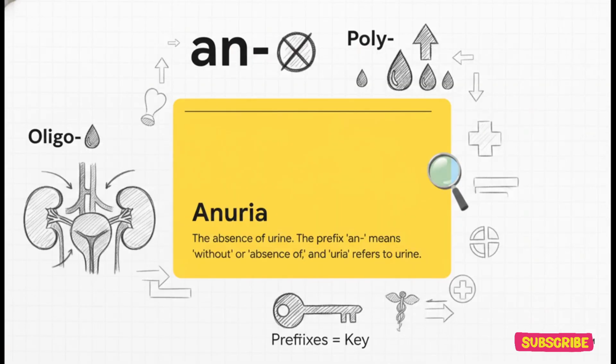Once again, it all comes down to breaking the word apart. The prefix an means without. Uria refers to urine. So anuria literally means without urine. It's a perfect way to end because that's what so much of this is all about. Taking these complex situations and terms and breaking them down into simple, fundamental steps. If you can master the fundamentals, you're building the foundation for amazing patient care.